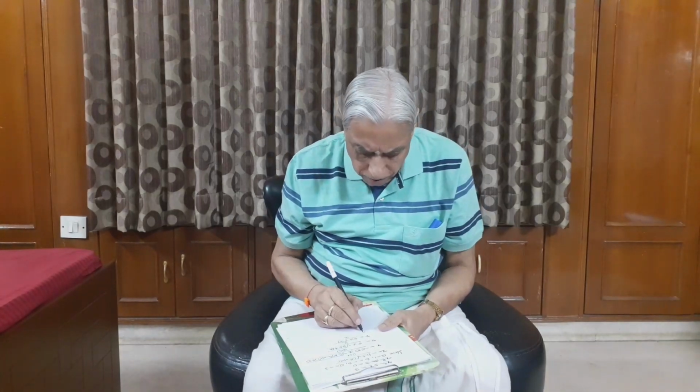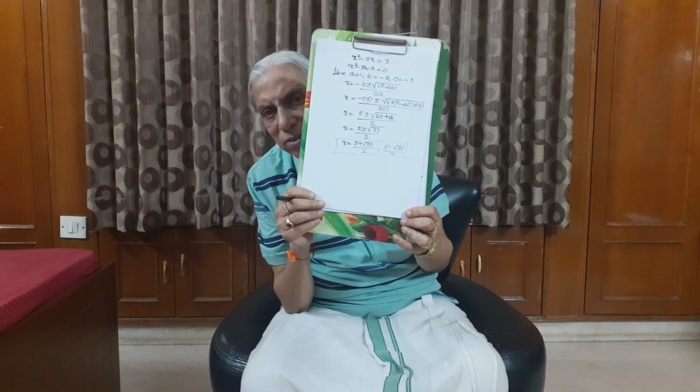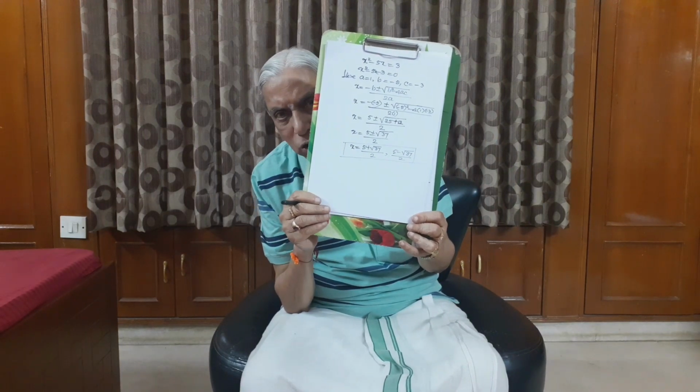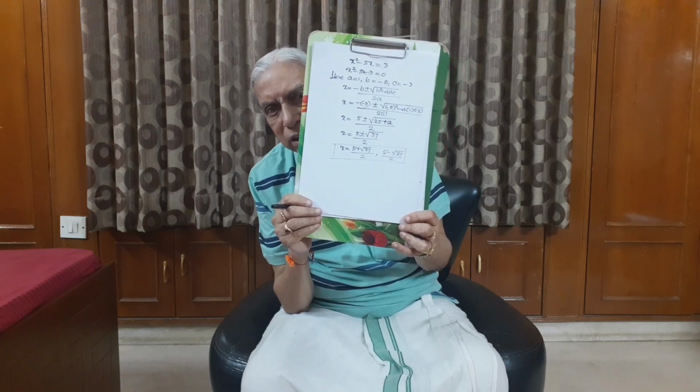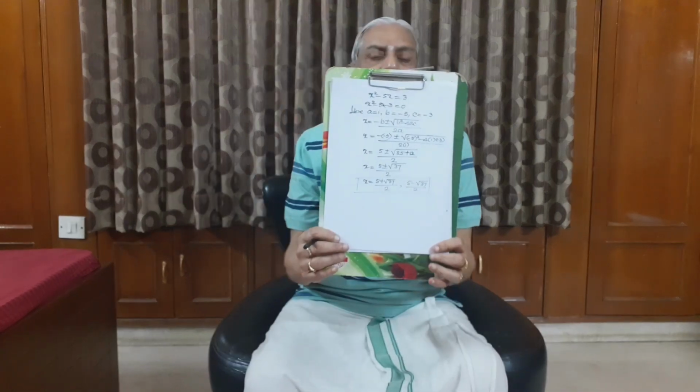X is equal to 5 plus root 37 divided by 2 is 1 root. 5 minus root 37 divided by 2 is another root. They are the two roots of the equation. Look, 5 plus root 37 by 2, 1 root. 5 minus root 37 by 2 is another root. There is no need to simplify anything further. That is good. I hope all of you have just understood.